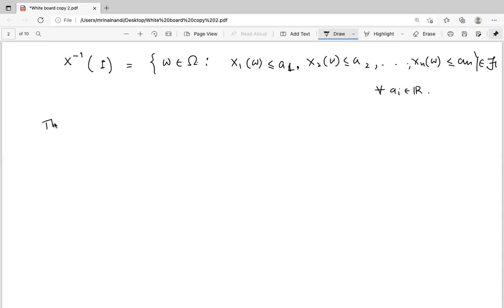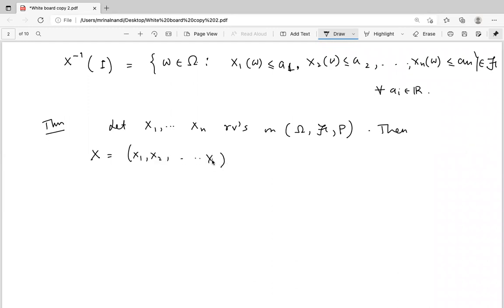Now the important theorem is this. Let X1, X2, ..., Xn be random variables on this probability space (Omega, script F, P). Then this random vector (X1, X2, ..., Xn) is an n-dimensional random vector on this same sigma algebra, the same probability space.